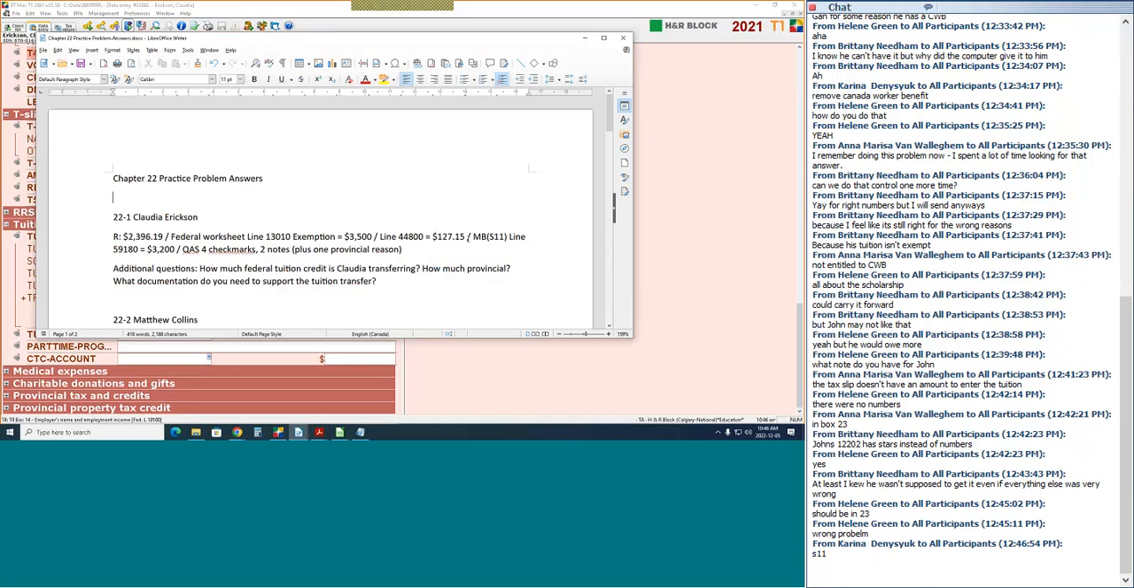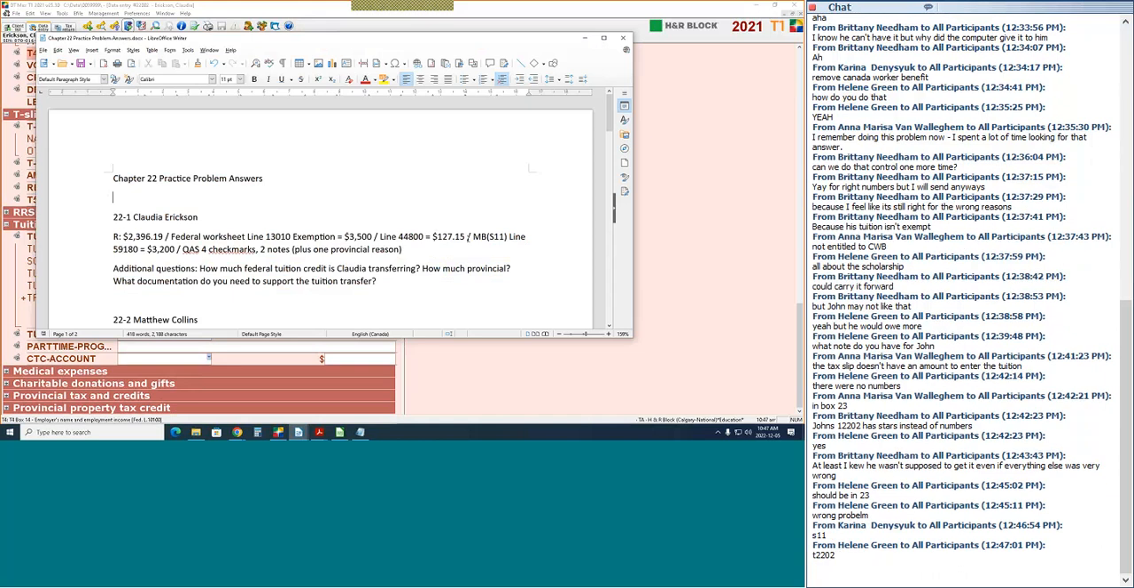I need a Schedule 11, which the computer will generate, but that's not the documentation. How do I prove the transfer? Because the CRA will ask me to prove it. I need the T2202, and I need the back of it, and I need it signed and completely filled in.